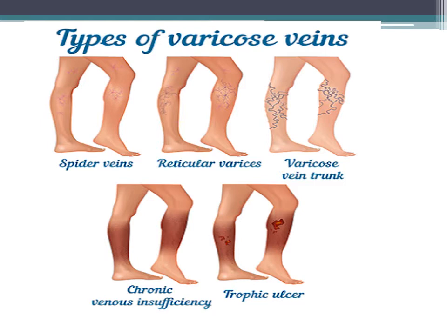Reticular varices is a bit more spread over, and it feels like these spiders are actually connected. And the varicose vein trunk, you can see how the veins are squiggly, and a portion of the legs is being affected, and it is more visible than the spider veins. And chronic venous insufficiency means there is a severe problem, and chronic means that it's been going on for a long time.